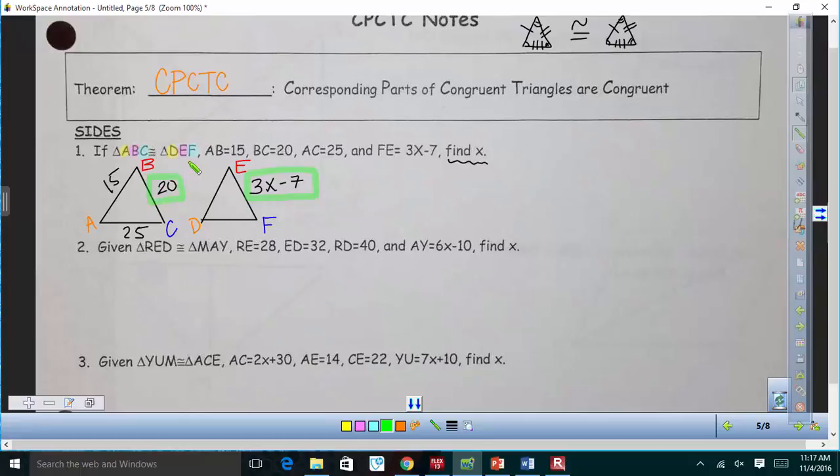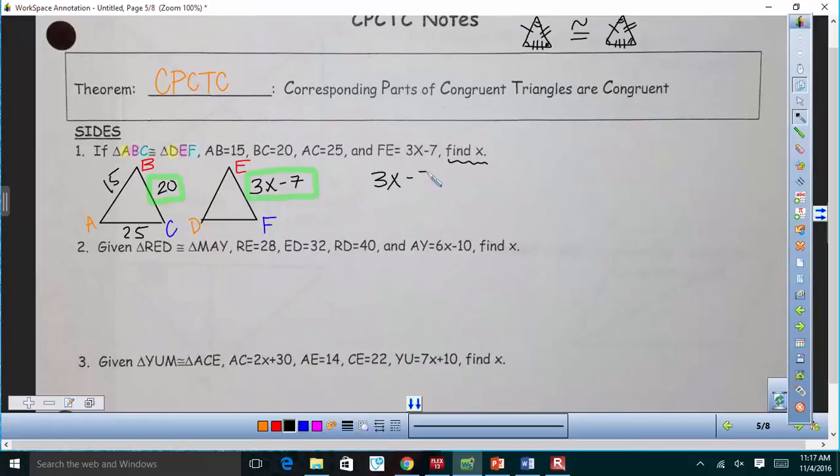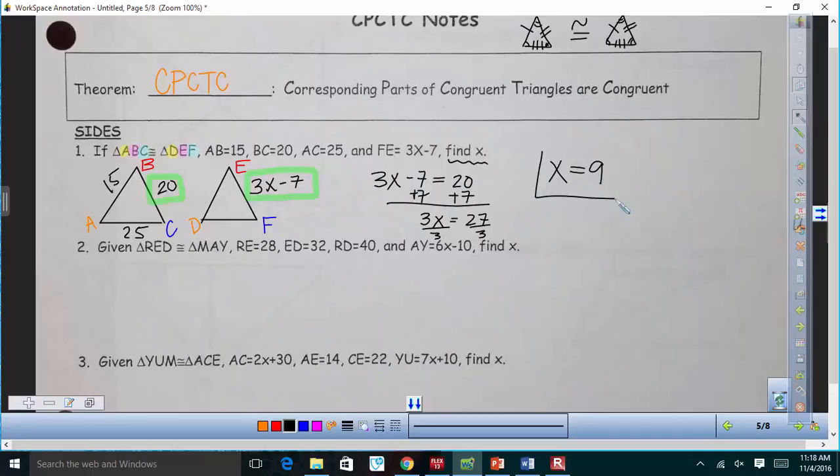BC. So what do we know about those two sides if they're congruent? They're equal, so we set them equal. We get 3x minus 7 equals 20. Then from there we just solve for x. So we add 7 to both sides. That gives me 3x equals 27. Divide by 3. And x equals 9. Is that pretty simple?